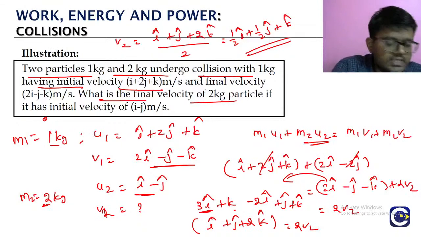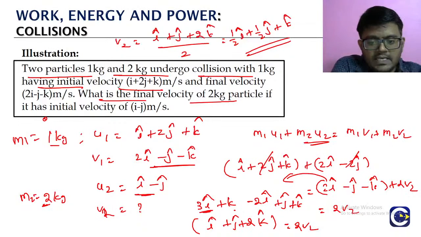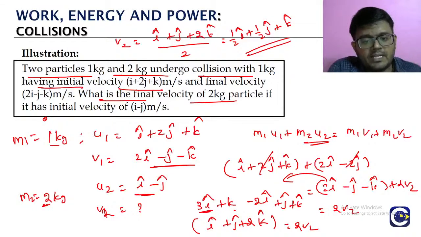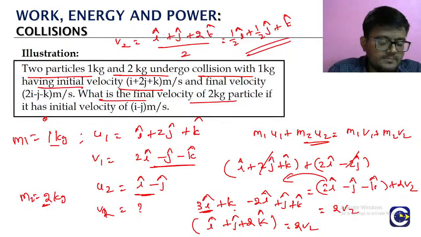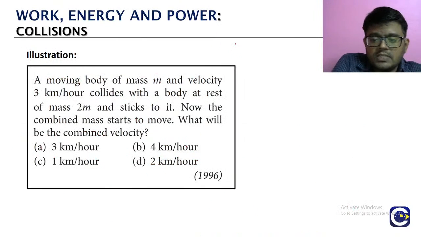Okay? So this is one kind of question. We are trying to apply the conservation of momentum. The total initial momentum is equal to what? Total final momentum. From that we are able to get the missing velocity. They are asking what is the final velocity of the 2 kg particle. So this is another question.